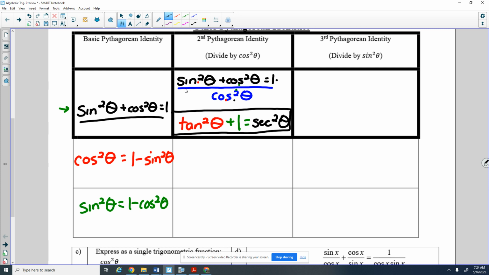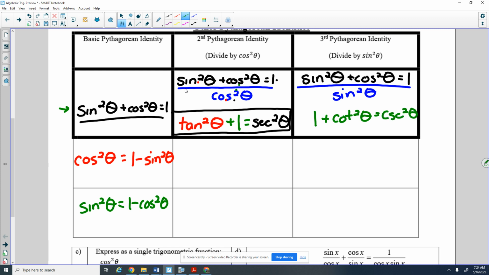So I would actually suggest pausing the video and see if you can find the third Pythagorean identity, which comes from dividing by sine squared of theta. You pause the video, come back, right? We just take our basic Pythagorean identity, divide the whole thing by sine squared of theta, which is going to give us sine squared over sine squared is 1, cosine squared over sine squared is cotangent squared theta, 1 over sine squared theta is cosecant squared theta. So that is our third Pythagorean identity.